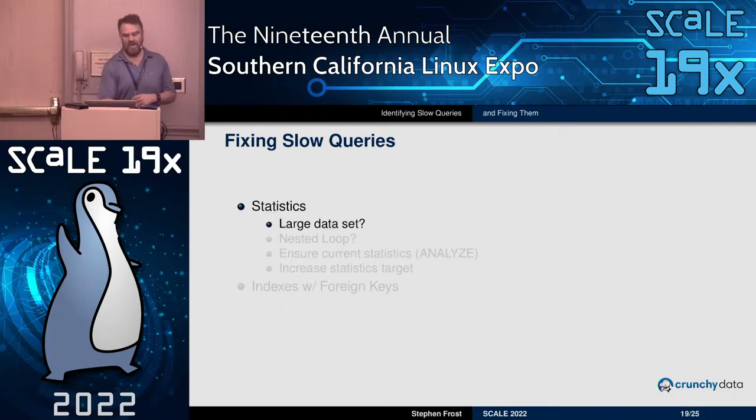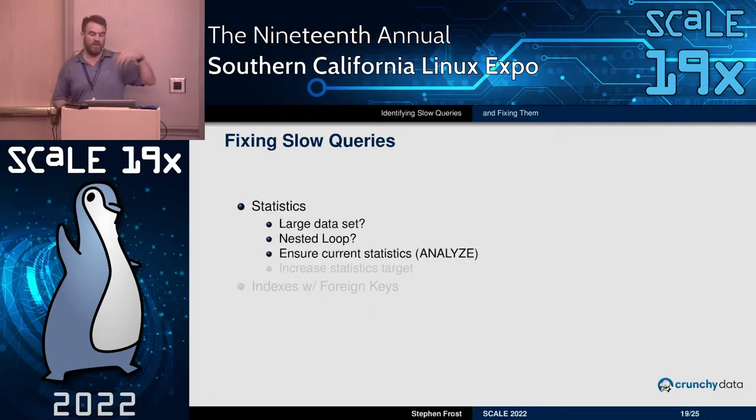Other things when you're looking at statistics, right? So if you're having a large data set and you're seeing a nested loop, you may have an issue with your statistics. And so there's two different options for dealing with that. One is to run analyze, right, and make sure that your statistics are recent.